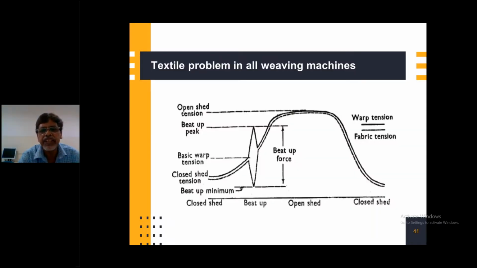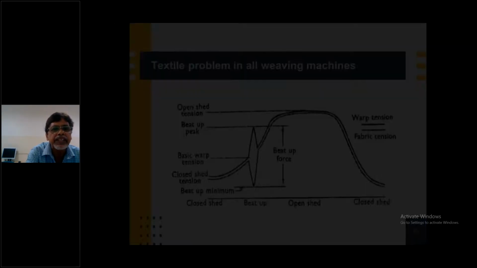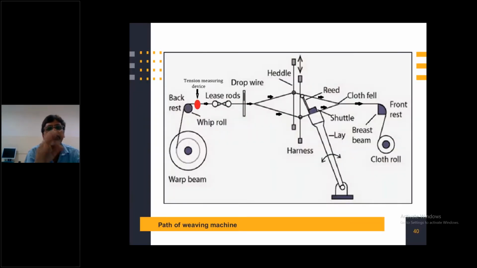So I just end up with this particular diagram. This is how the tension is. Suddenly the warp yarn tension is changing with this profile. Usually while we are measuring at this point, tension measuring devices are fitted. Here you'll find that the tension is around 50 to 100 grams, around 100 grams. A tension measuring device can be mounted.